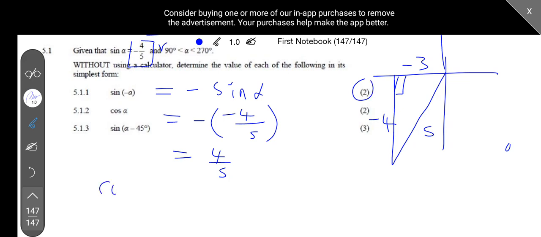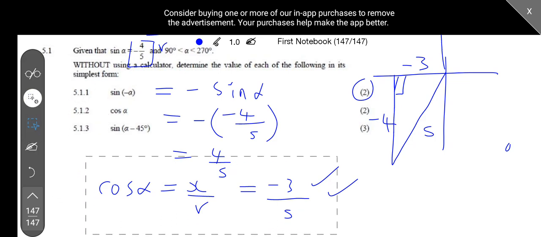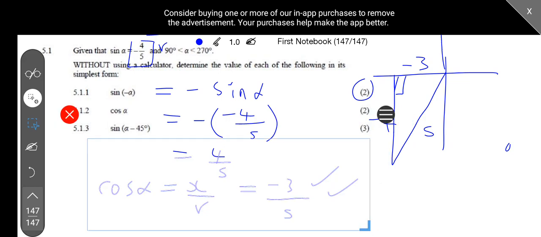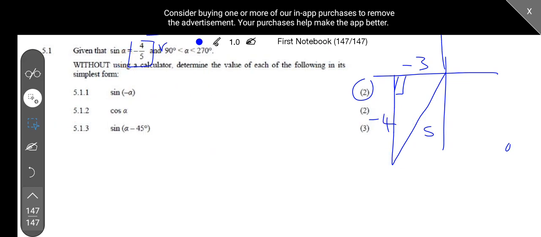Then you go to cos a. Cos a is given as x over r. Okay? What is x? X is negative 3. We just found it using Pythagoras. And r is the hypotenuse, which is 5. Just by writing this, you've got 2 marks. See how easy it is now. So make sure, guys, you don't waste marks in the exam. Those marks which you can grab, please make sure you grab them. Yes, there are some which are difficult, but those ones which you can grab, make sure you do so.